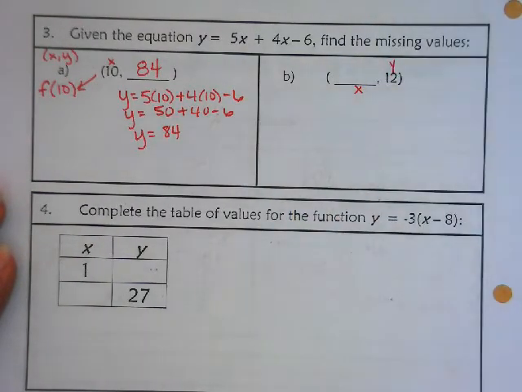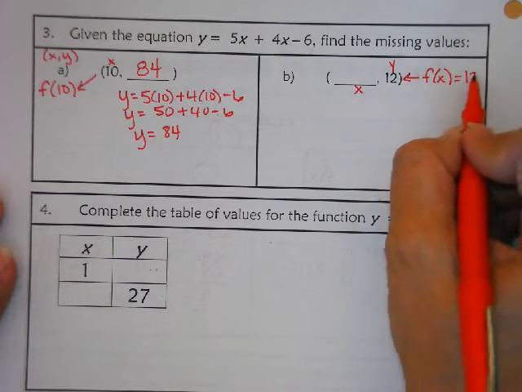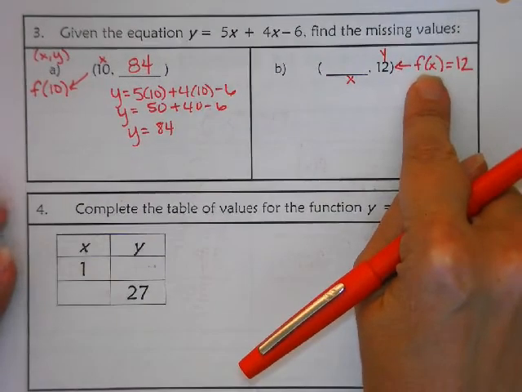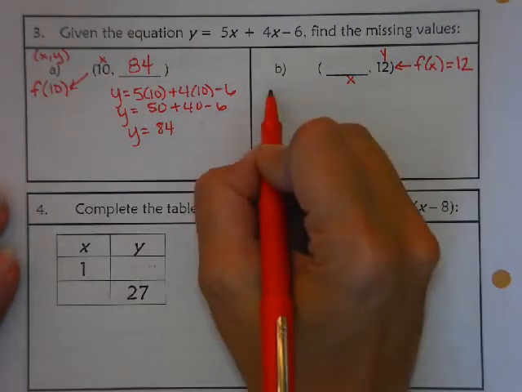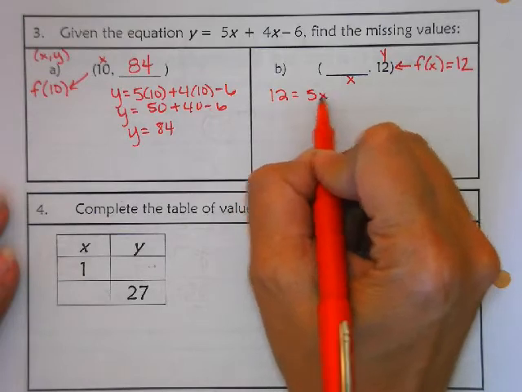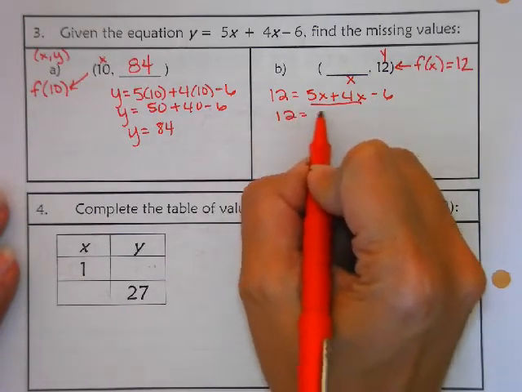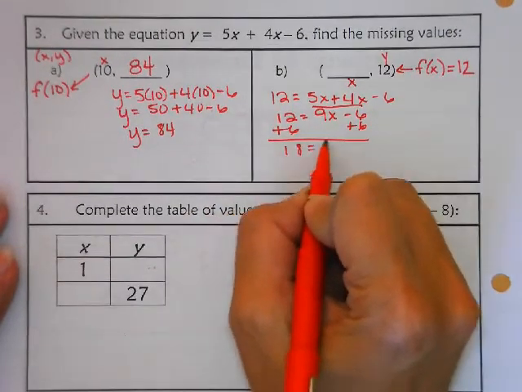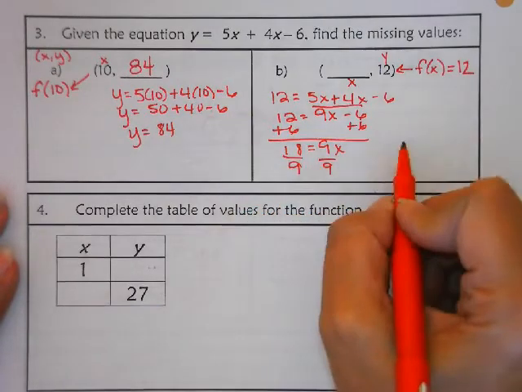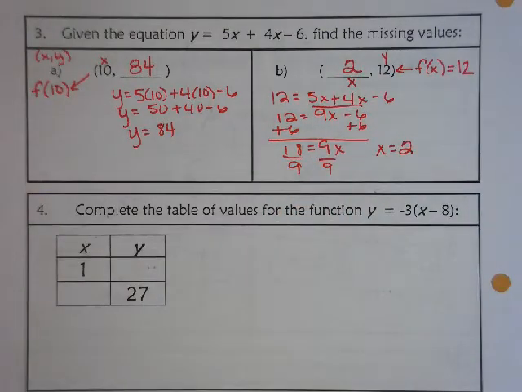All right, so look right here. Now we need x and we have y. So how would they write this? They would write f of x equals 12 because f of x represents what? It represents y. So it's just a different way to write it. So now we have 12 equals 5x plus 4x minus 6. Collect like terms. Undo the add subtract. Undo the multiply divide. X equals 2. So my coordinate is 2 and 12.